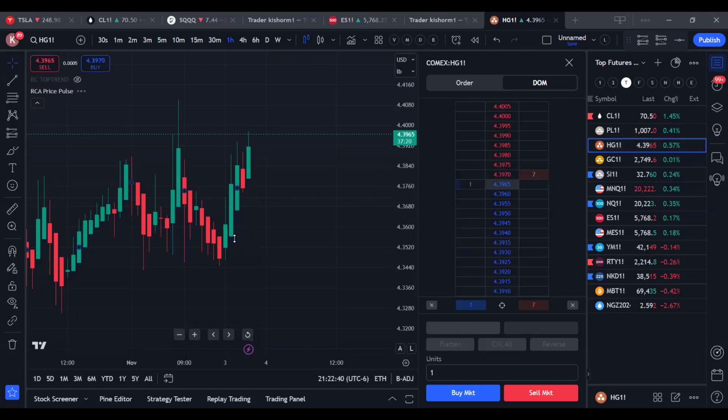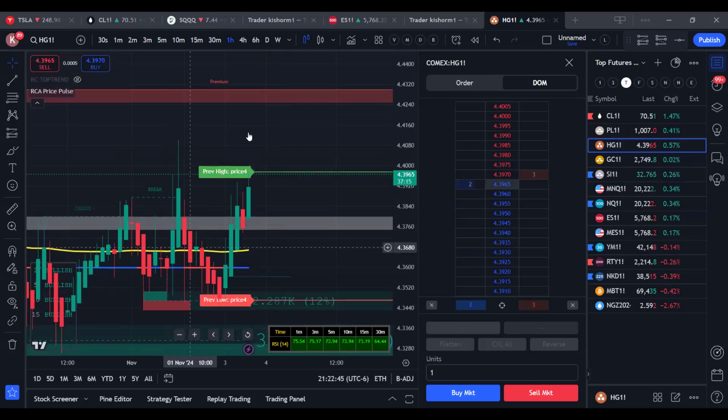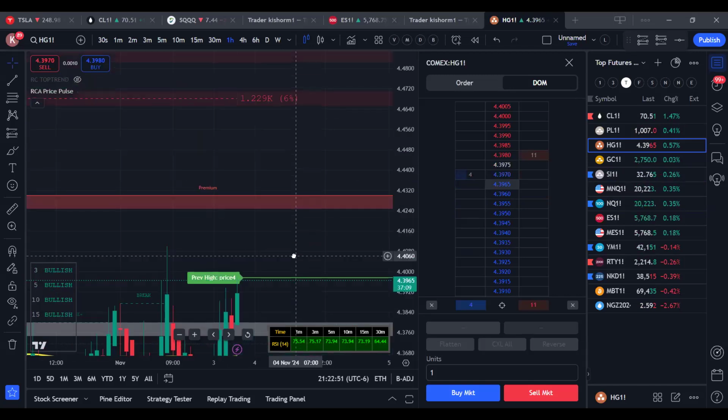Crude oil also may move to 71 to 71.5 by tomorrow. Even all the metals are looking very bullish. Copper, gold, silver.